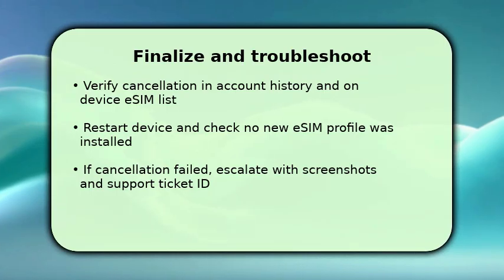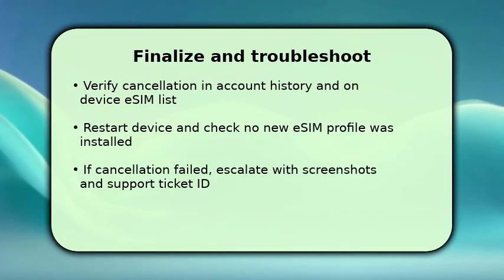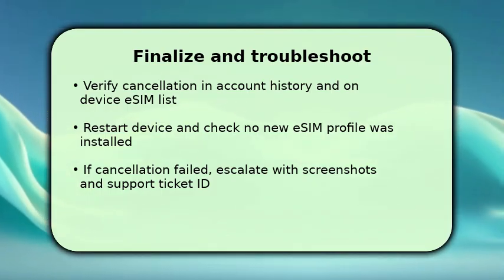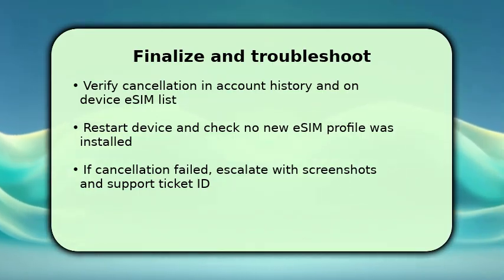If you still see the eSIM or the carrier reports failure to cancel, escalate. Capture screenshots of statuses, note timestamps, and open a support ticket or request supervisor help. This documentation speeds resolution and allows reversal.